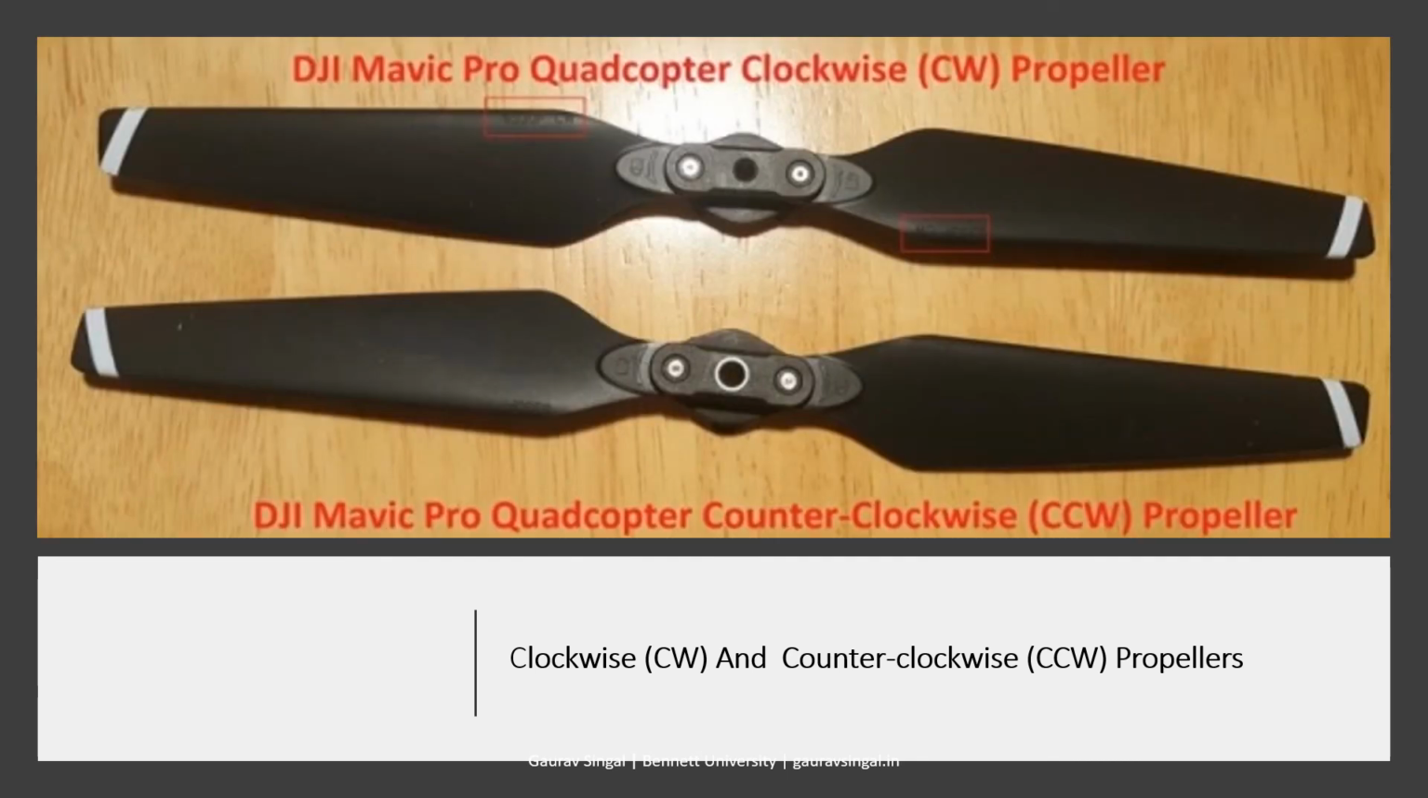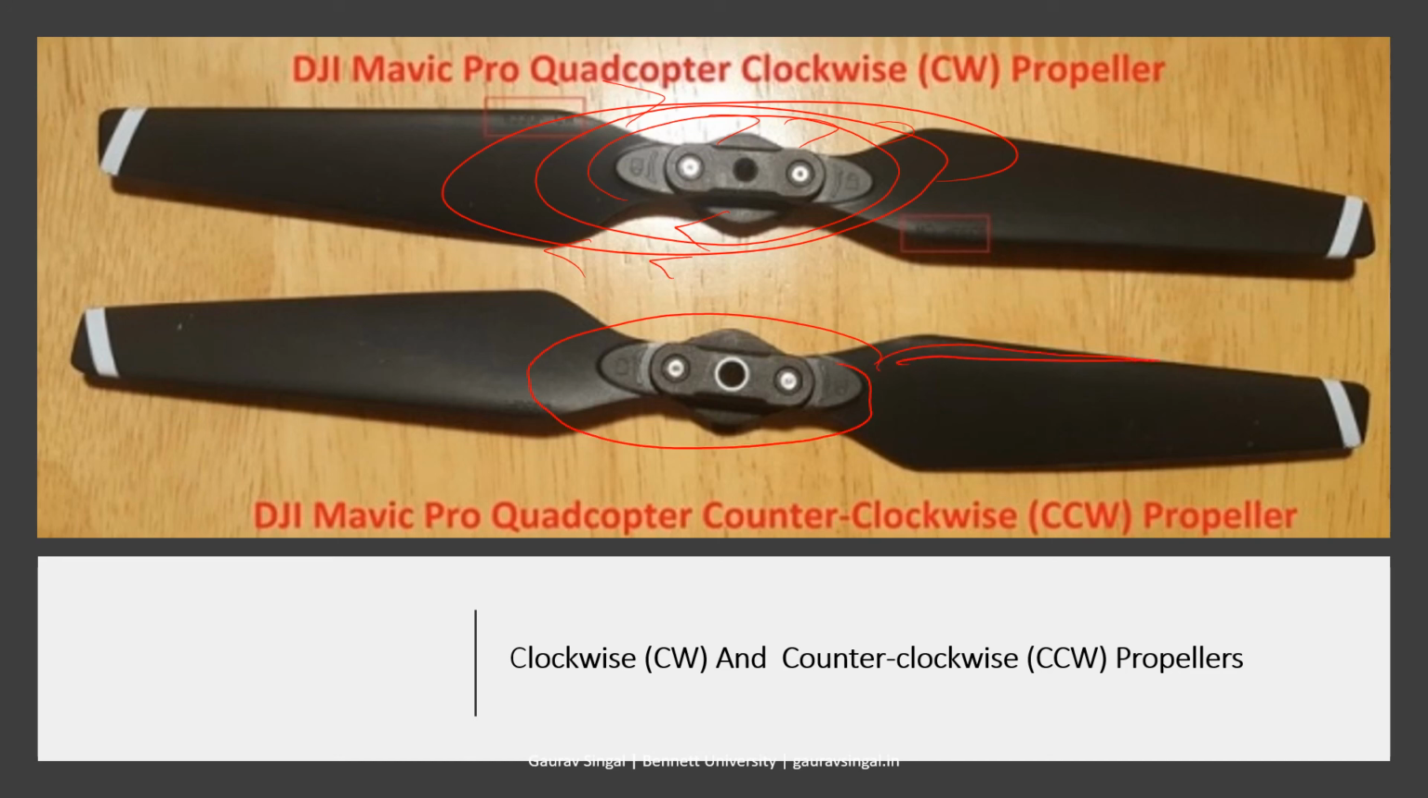I'm just telling you how clockwise and anti-clockwise propellers look. You can see this is a propeller by DJI. One side is slightly up and the second side slightly down. Which side is up? If it is the right side, you can see it is clockwise. And if the left side is up and the other is down, then it is anti-clockwise.